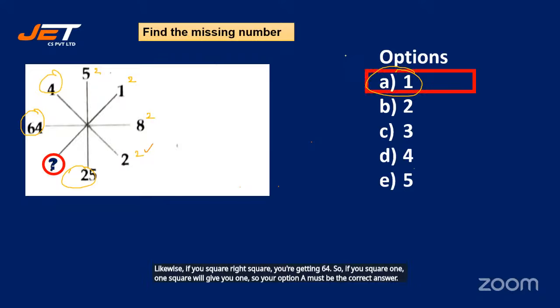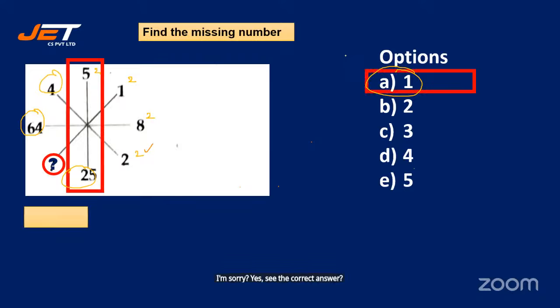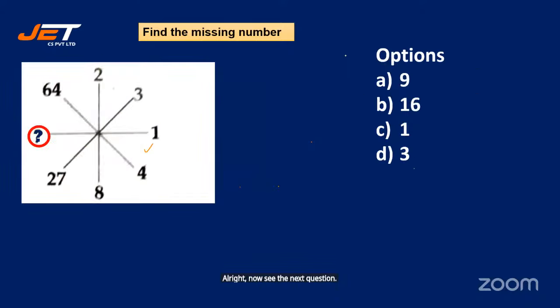All right. Yes, see the correct answer, beautifully displayed. All right. Now see the next question. We have 2, 8, 3, 27, 4, 64, 1, dash. So this is also a similar kind.